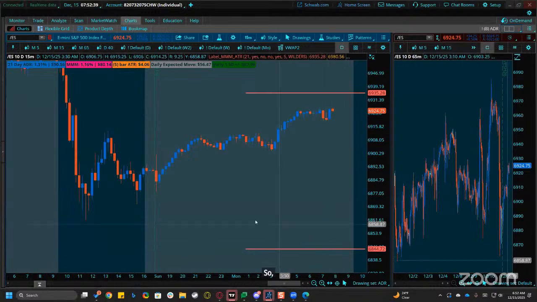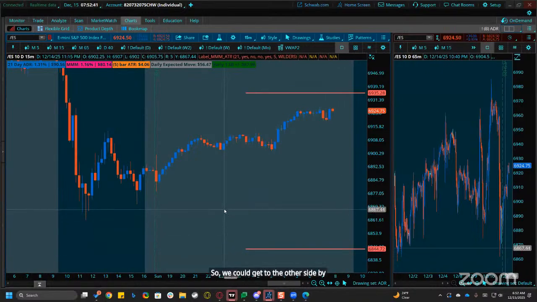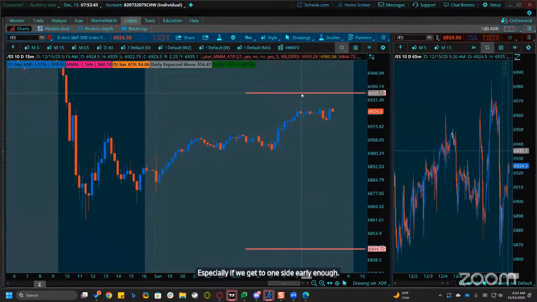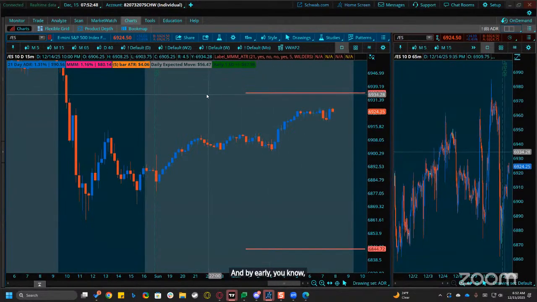So we could get to the other side by the end of the day, especially if we get to one side early enough. And by early, I mean anytime. It could have been 10 o'clock last night, midnight. Just because the line doesn't show there doesn't mean we don't use the ADR for the whole night.